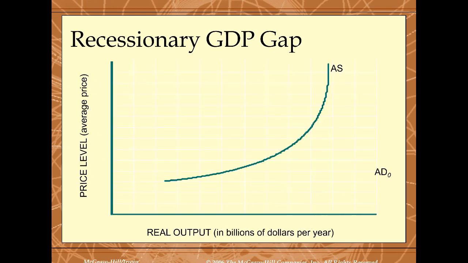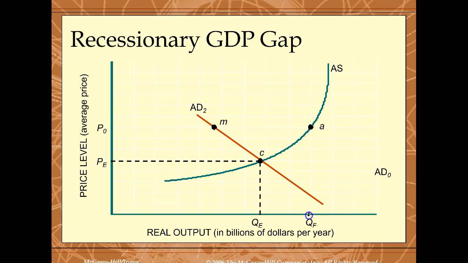Again, let's look at this. Where do we want to be? Well, where we want to be is at full employment. This is where we want to be right here, full employment. But QE is where we are. So the difference between where we are and where we want to be, that's the recessionary gap.